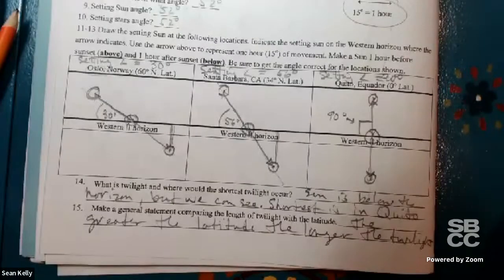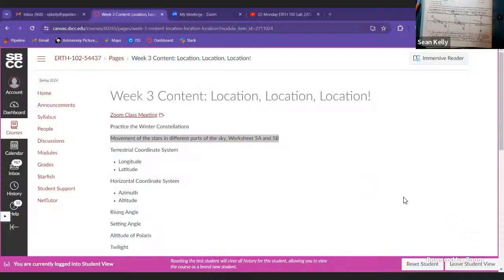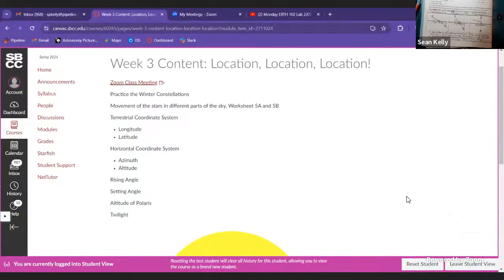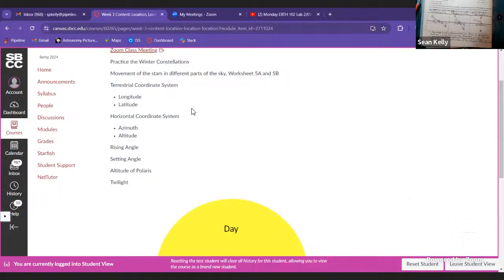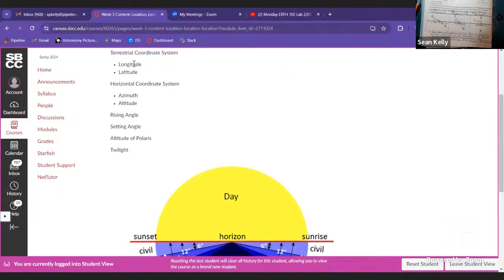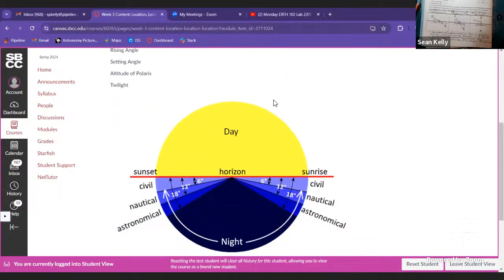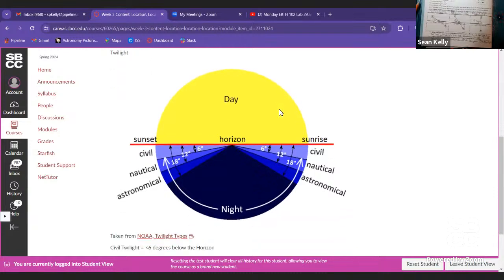That's a key thing. So we're going to now look at some quantitative thing right here. I'm going to Canvas. This is the content that we talked about. I didn't talk too much about this, but maybe I will. But we're going to talk specifically about twilight. There's actually 3 different kinds of twilight.